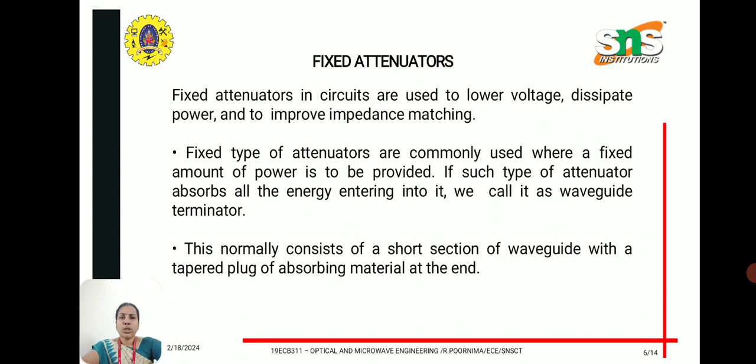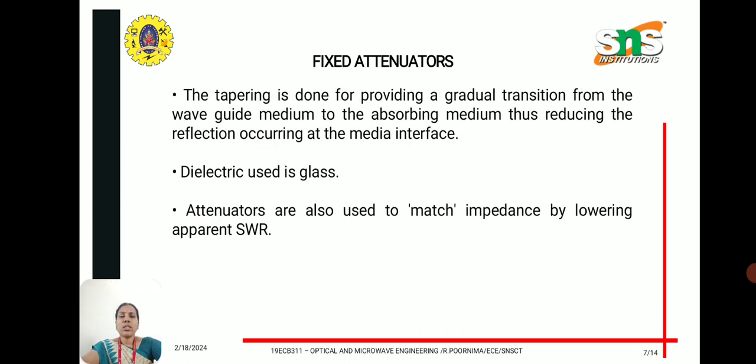If such a type of attenuator absorbs all the energy entering into it, we call it a waveguide terminator. This normally consists of a short section of a waveguide with a tapered plug of absorbing material at the end. This tapering is done to provide a gradual transition from the waveguide medium to the absorbing medium, so that it reduces the reflection occurring at the media interface. The dielectric used here is glass, and attenuators are also used to match the impedance by lowering the apparent standing wave ratio.